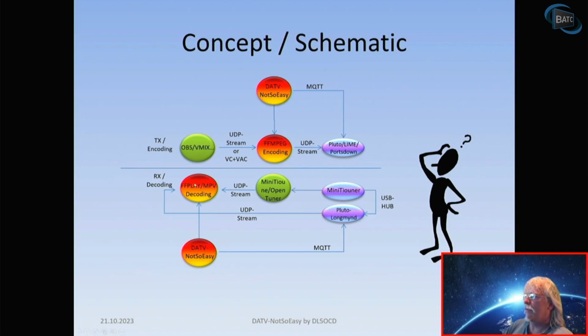And also it has an inbuilt decoder. You may now ask why I need an inbuilt decoder. I have OpenTuner, I have MiniTiouner. Yes, of course, but not every software is able to decode every sample rate and every codec right now. So sometimes you have the need to switch between the different devices, and you can start an embedded decoder to grab a UDP stream and show it on your screen.